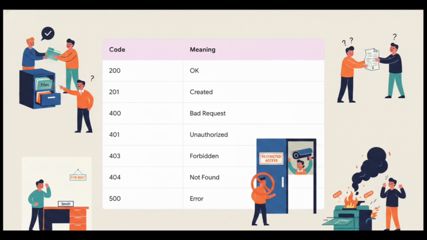Let's use a standard office scenario to make this stick. A 200 OK code. That's like asking a coworker for a file and they hand it right to you, no problem. A 201 Created is when you ask them to make a new folder and they say, done, it's filed away. But what about errors? Well, a 400 Bad Request is like handing that coworker a form filled with absolute gibberish. They just stare at you completely confused. 401 and 403 basically mean you don't have the security clearance to go into the manager's office.